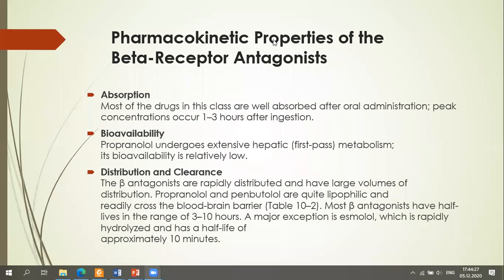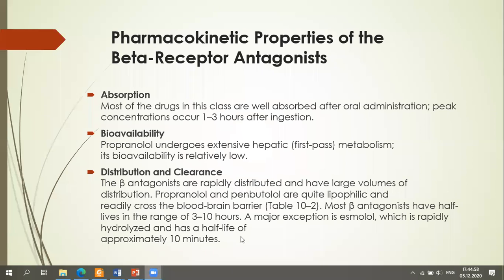Okay, so let's continue then. On distribution and clearance, the beta antagonists are widely distributed and have large volumes of distribution. In this part we have already talked about that. Most beta antagonists have half-lives in the range of 3 to 10 hours. A major exception is esmolol, which is rapidly hydrolyzed and has a half-life of approximately 10 minutes.